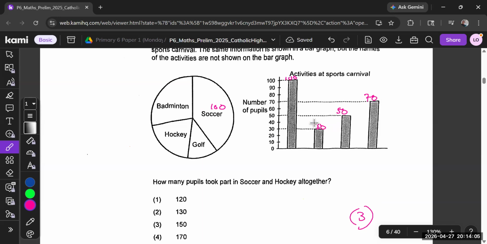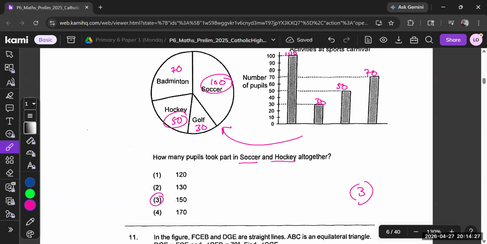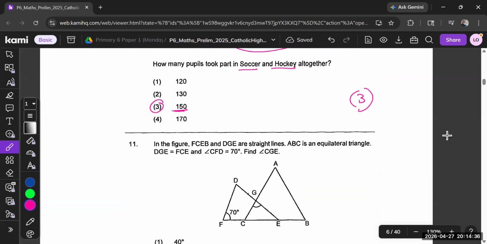And then the smallest is golf. And then 70 must be the second biggest part, the second biggest pie. 50 must be the hockey. So you have to match accordingly. And then how many pupils took part in soccer and hockey? Soccer 100, hockey 50. 100 plus 50, that's how you get 150. Understand now? So you can give yourself a tick, then later on you can check how many marks you have. Now we come to question 11.